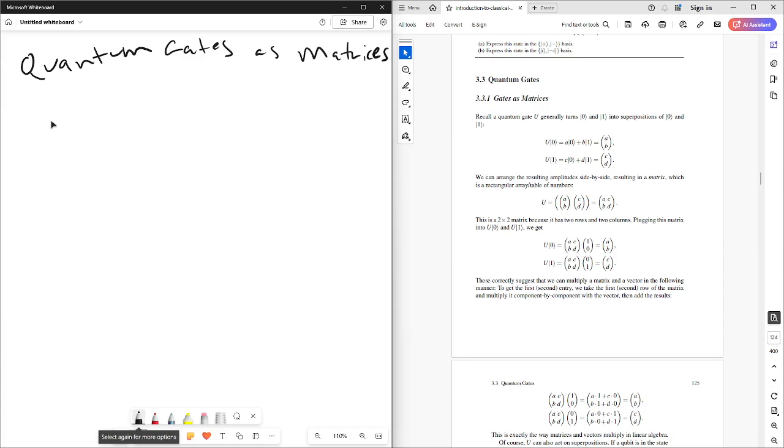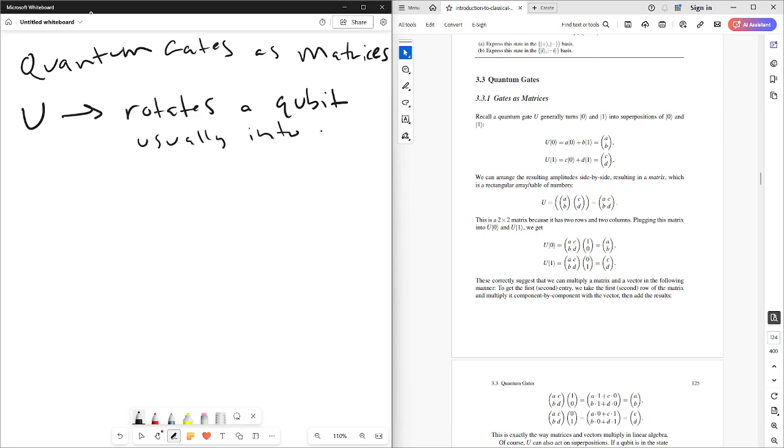So quantum gate U rotates a qubit, usually into a superposition of state 0 and state 1.